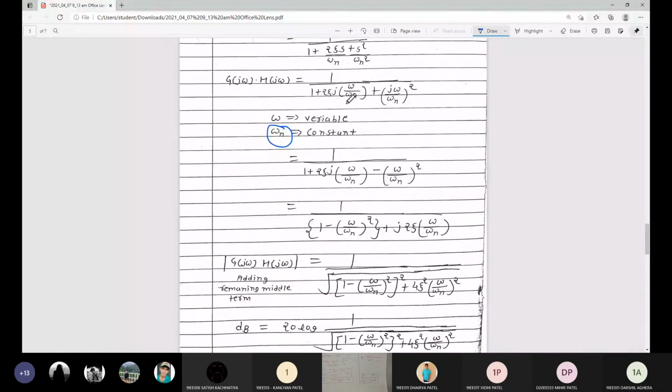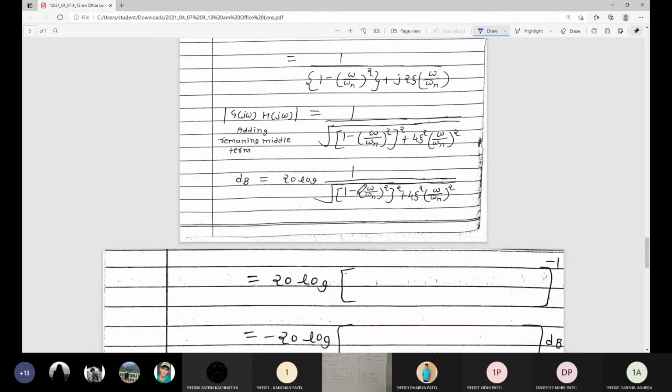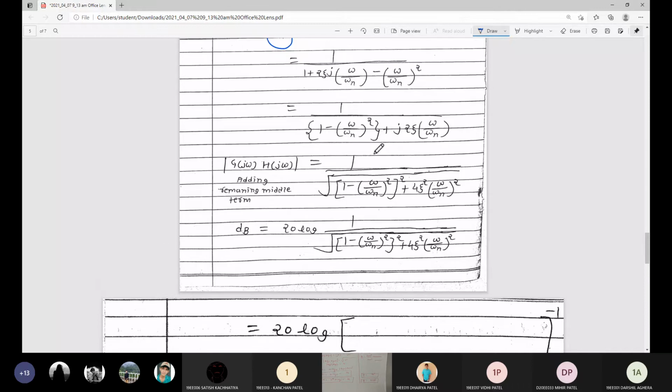So we will be taking this as 1 plus 2 zeta j omega by omega n minus omega by omega n square. What we have done is put the value j square is equal to minus 1, so here it is minus 1. Done. Now we will be finding out this magnitude part, so under root this, and we will be adding some middle part, because we want to find out.